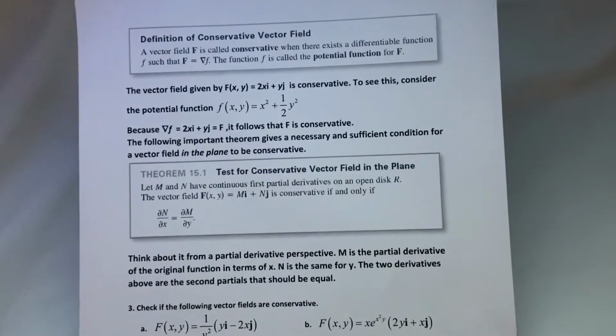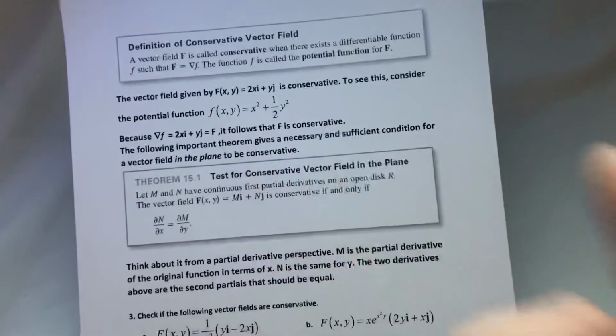So the vector field F equals 2xi plus yj is conservative because if you integrate both x and y, they can both be integrated with respect to the variable: x squared plus 1/2 y squared, because the derivatives with respect to x and y both kill the other one, because it's a constant. So because the gradient of f is equal to that function, it's conservative.